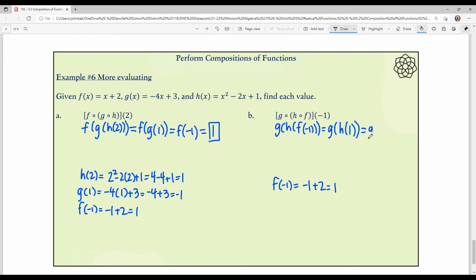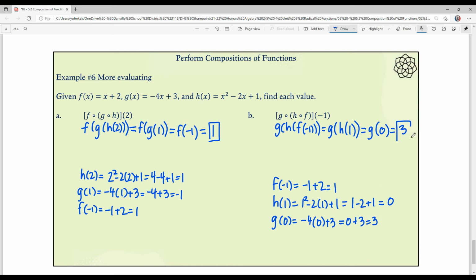Now I'm going to leave the G alone, and I'm going to find H of 1. So go to my H function and substitute 1 in. So 1 squared minus 2 times 1 plus 1. That's 1 minus 2 plus 1. That's 0. So now I'm going to find g of 0. So go to the g function, substitute 0 in for x. That's 0 plus 3, that's 3. So my answer is 3.